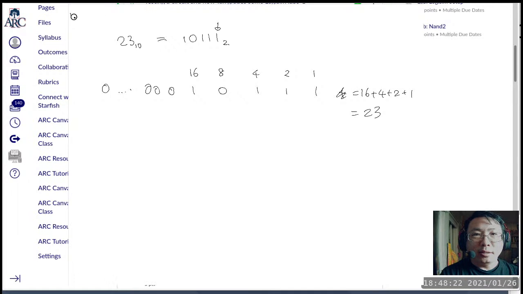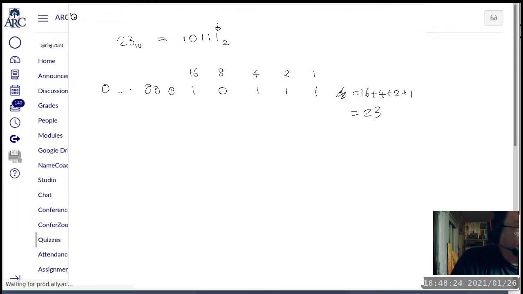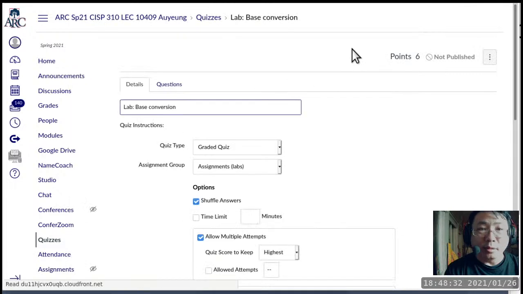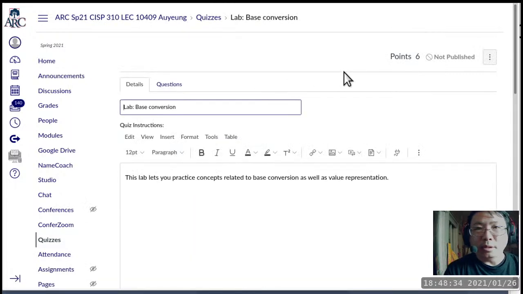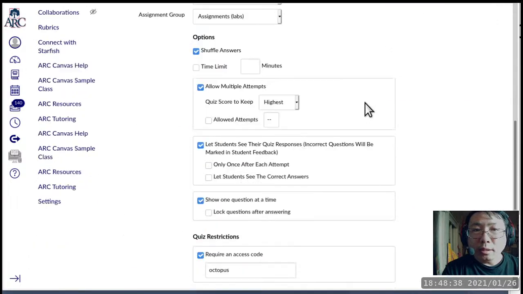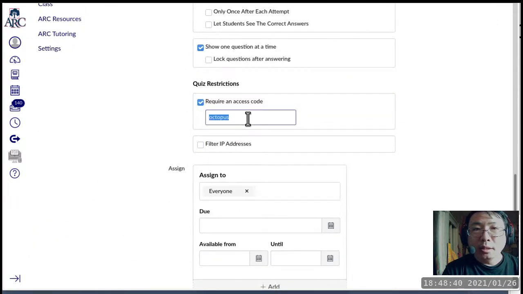And let's see here. Recursion. Yeah, go ahead. Whiteboard. Oh, whiteboard. Thank you. Control. There we go. Alt R. So this is about base conversion, and the key is octopus.